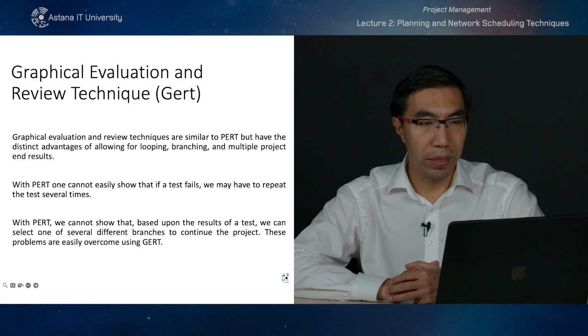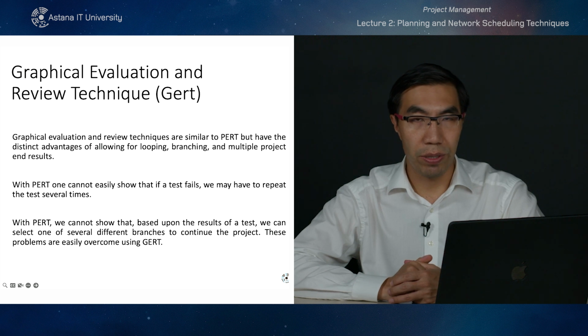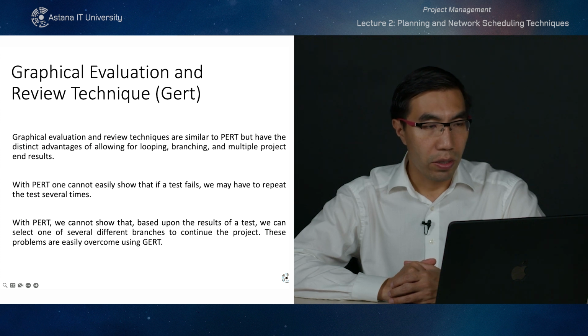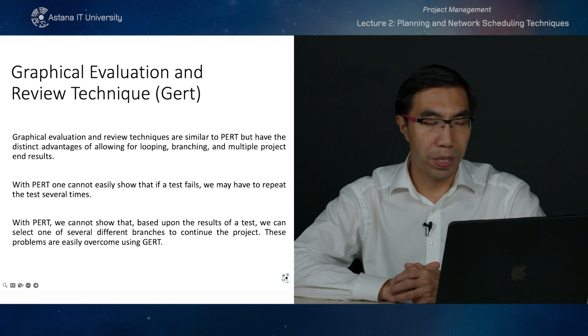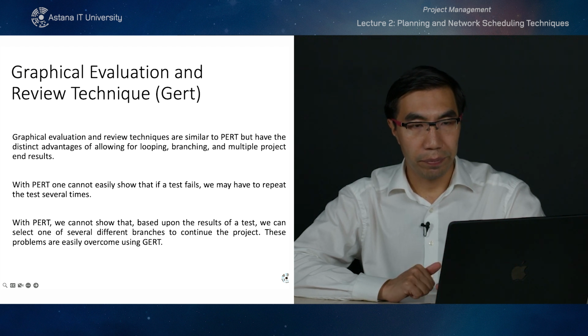Now let's look at the Graphical Evaluation and Review Technique, or GERT. Graphical evaluation and review technique is similar, but has the distinct advantages of allowing for looping, branching, and multiple project end results. So it adds more complexity. With PERT, one cannot easily show that if a test fails, we may have to repeat the test several times. And with PERT, we cannot show that based upon the results of a test, we can select one of several different branches to continue the project. These problems can be overcome by using GERT.